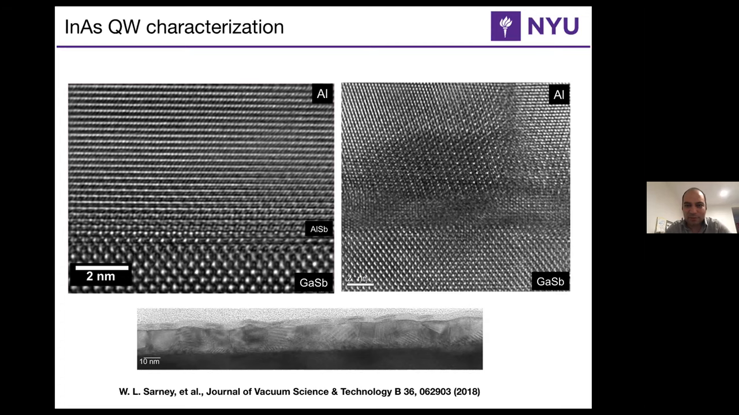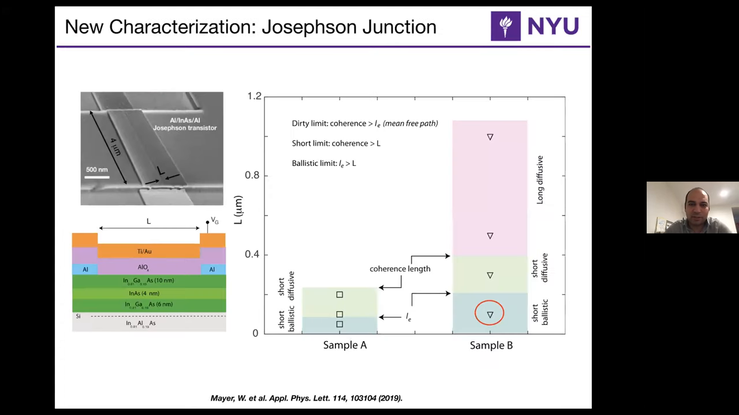But again, with some sort of tweaking and engineering, you can get it to work beautifully. So once you have the material, in our case a 2-inch wafer that comes out of the machine, then you can do nanofab. Unlike nanowires, it's easier for us to remove the aluminum and make a Josephson junction.